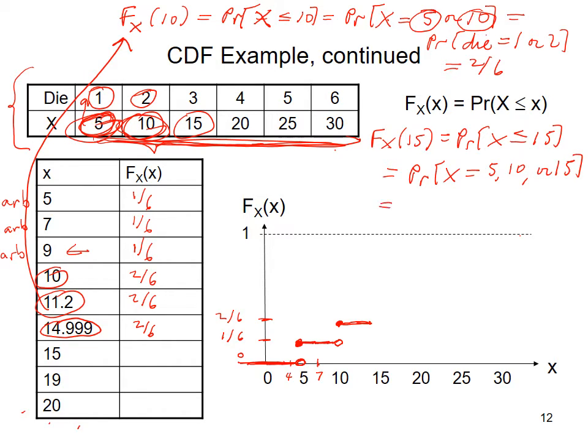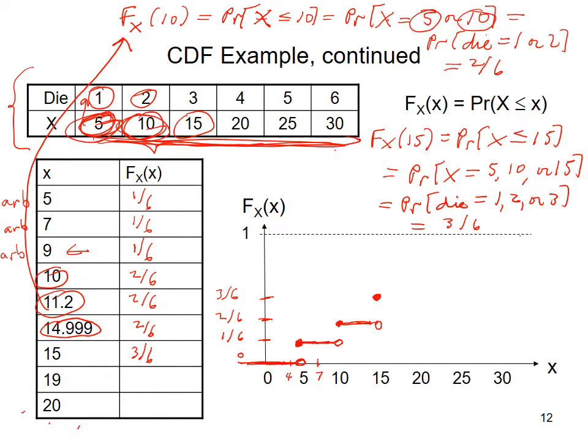And that happens when the die takes value 1, 2, or 3. And of course that's going to be 3 of the 6 possible outcomes. So it's going to jump up now to 3 out of 6, or 1/2. So at 14.99999, it had still been 2/6. The minute it hits 15, it jumps up to 3/6.